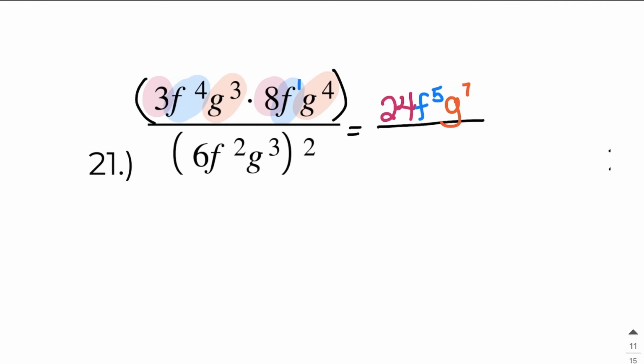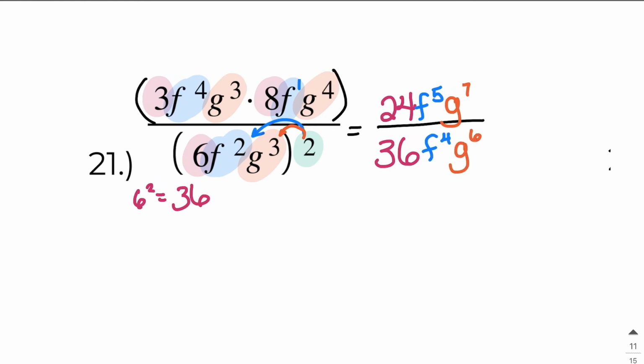Now, in the denominator, pay really, really close attention to what's going on here. So we have something to the power of 2. So that means that everything inside my brackets is going to get squared, including that coefficient. So this 6 has to get squared. So 6 squared is equal to 36. So this would have to be 36 right here. And then remember, when you have a power to a power, you multiply your exponents. So here we've got f to the power of 2, but that's being raised again to the power of 2. So 2 times 2 is 4, so I get f to the power of 4. And same thing with this g right here. This is g to the power of 3 being raised to the power of 2. When you multiply your exponents, you get g to the power of 6. 3 times 2 is 6.